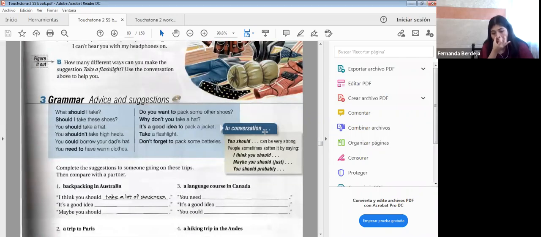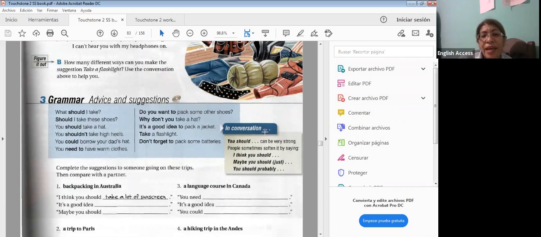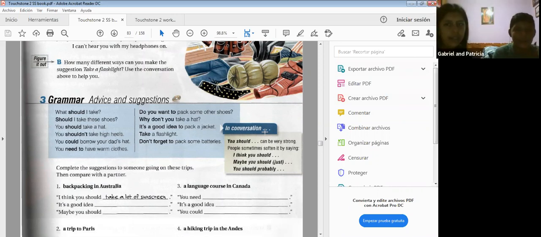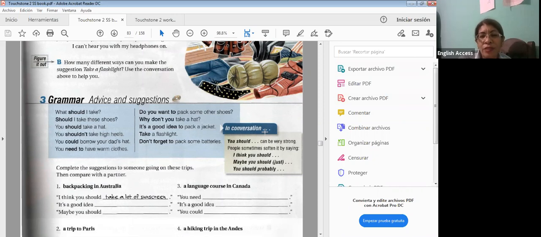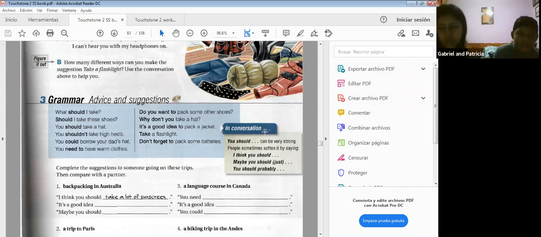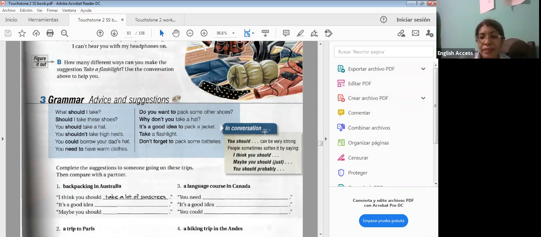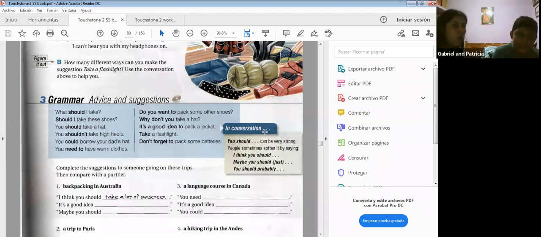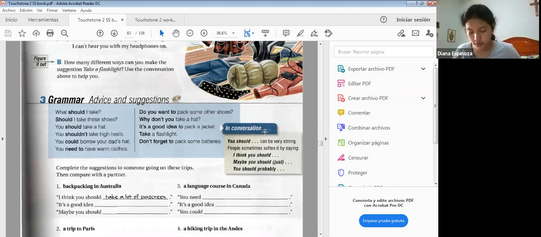Okay, so here we have the grammar chart. It says advice and suggestions, okay? I'm going to read and you're going to repeat after me. Let's begin. What should I take? Should I take these shoes? You should take a hat. You shouldn't take high heels.